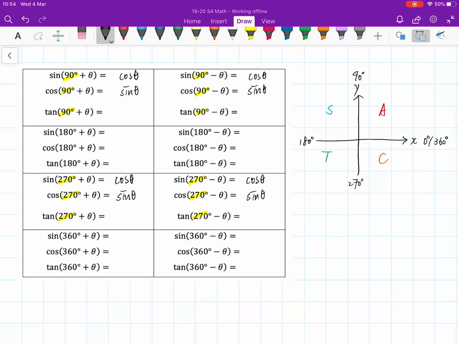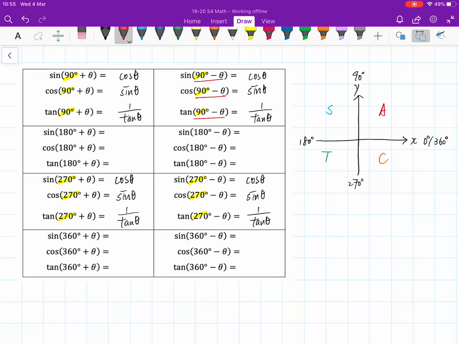And for tangent, it will change into 1 over tangent theta. Okay, it is a must. And we have finished the first part. Okay, and then the next step is we have to consider where is the angle. Okay, so as you can see, 90 degree minus theta, 90 degrees minus theta, and 90 degree minus theta.